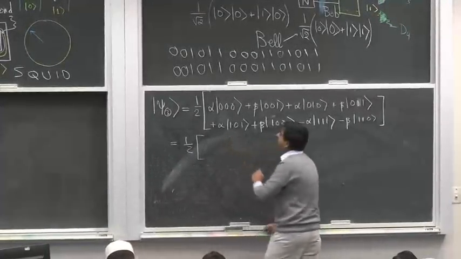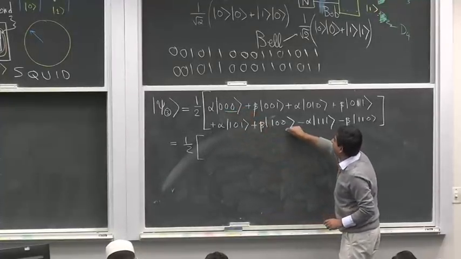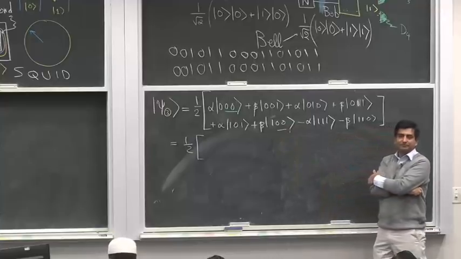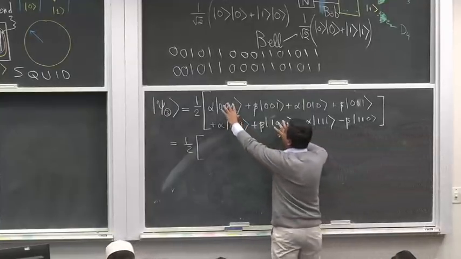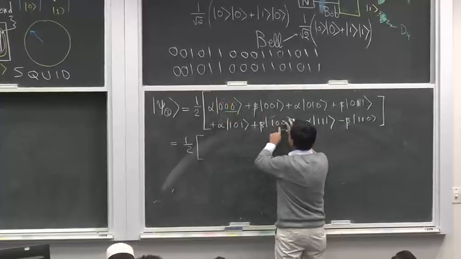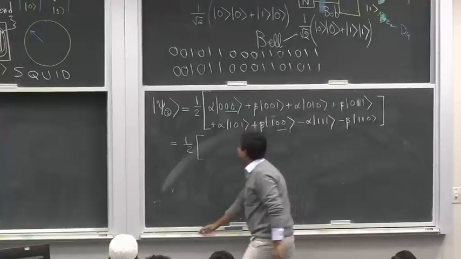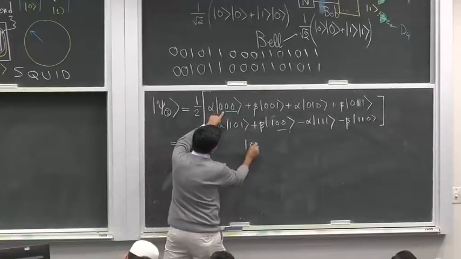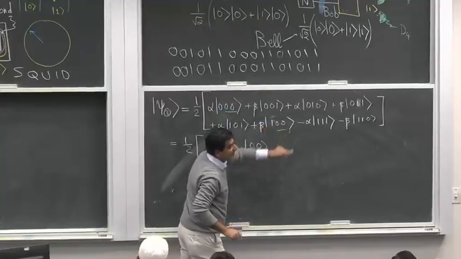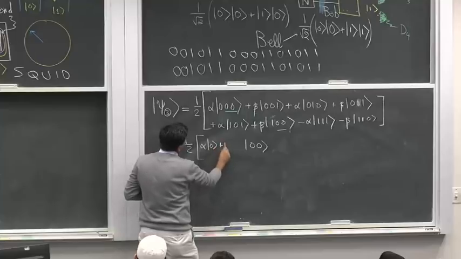If I look at the second and the third qubit, there's a 0, 0 here and a 0, 0 here. So I would like to factorize the second and the third qubit together. I would like to put these terms together. If I put 0, 0 for the second and the third qubits, the first qubit is in the state alpha 0 plus beta 1.